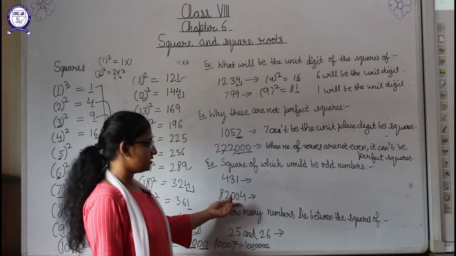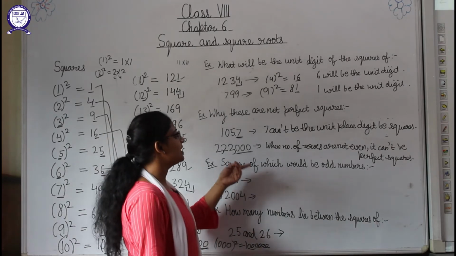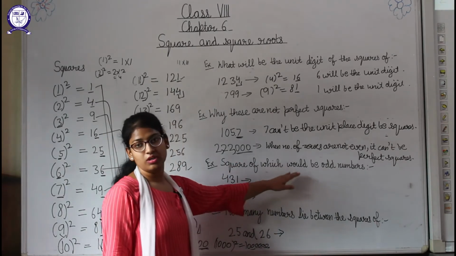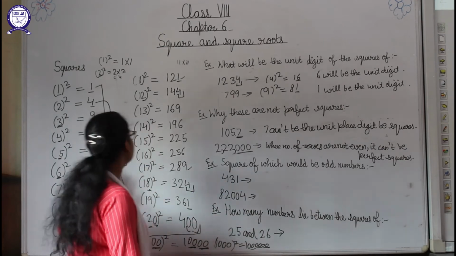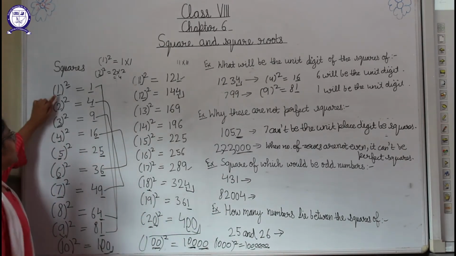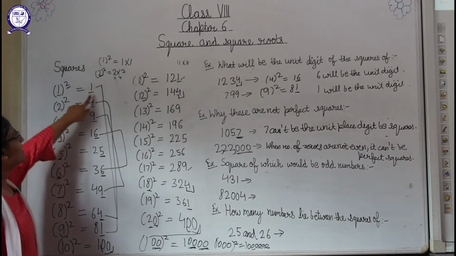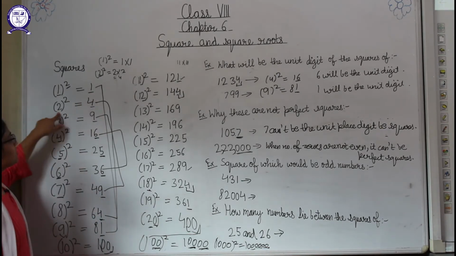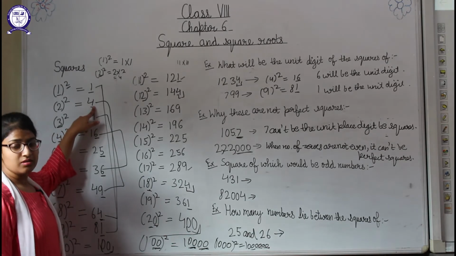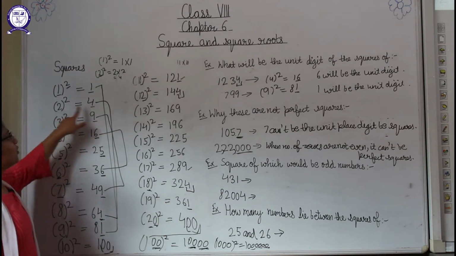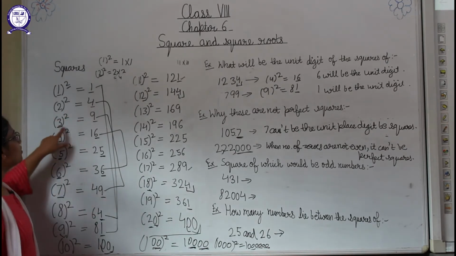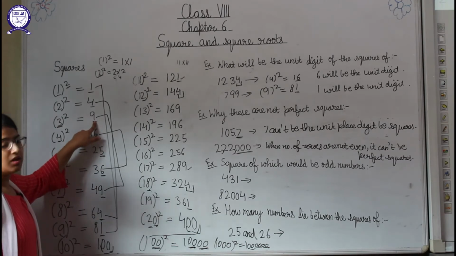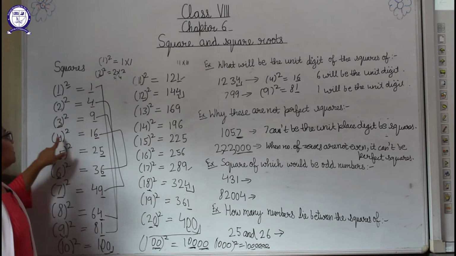Here these numbers are given to us. We have to tell that square of which would be odd. Students, when you observe, the unit place digit is odd: 1 and 1 are odd. 2 is even, so we are getting 4 as the square, which means both are even. Here 3 is odd, we are getting 9 as its square, which means both are odd.